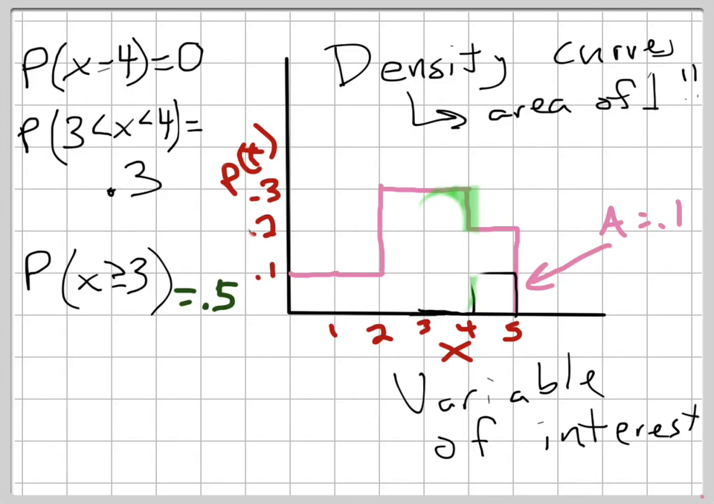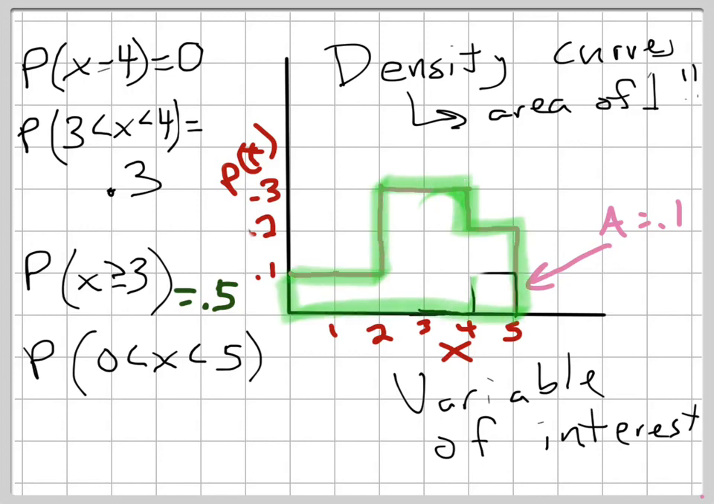How about the probability that x is between 0 and 5. Now, one thing to notice is this equals sign under the greater than or equals to doesn't matter because the probability that x equals a value is 0. So if you're between 0 and 5, that is the entire distribution, ladies and gentlemen. That's the whole thing. So that area is 1. Booyah. So the probability is 1.